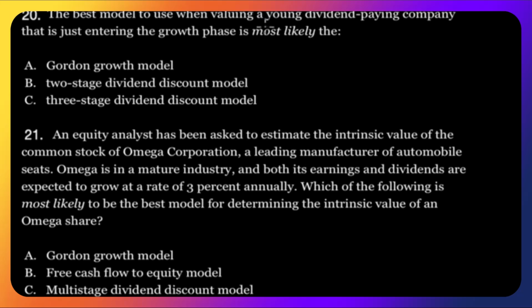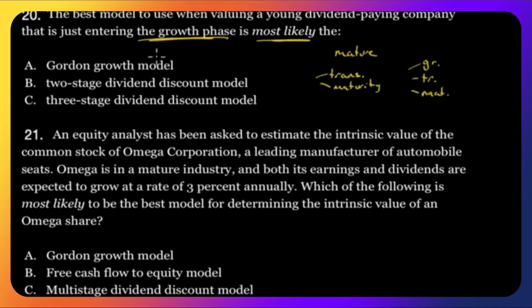The best model to use when valuing a young dividend-paying company that is just entering the growth phase is most likely the Gordon Growth model, the 2-stage dividend discount model, or the 3-stage dividend discount model. Well, Gordon Growth model is for mature companies. The 2-stage model is for a transition company followed by maturity. And the 3-stage is for a growth followed by transition towards maturity. And it's just entering the growth phase, so we would use a 3-stage dividend discount model.